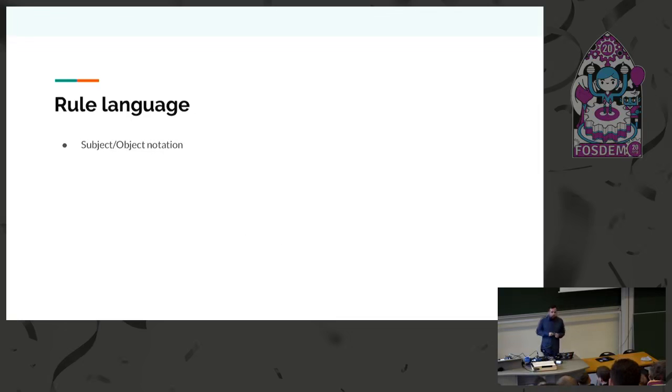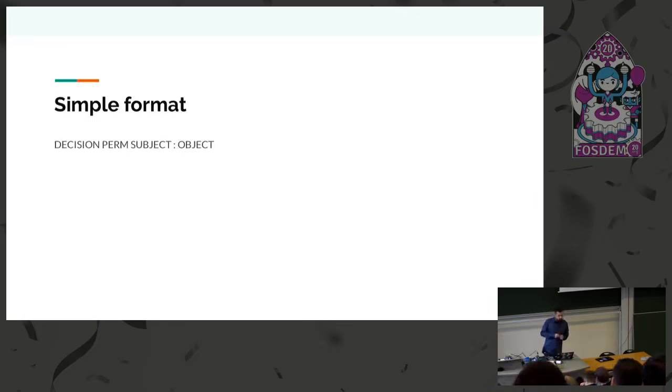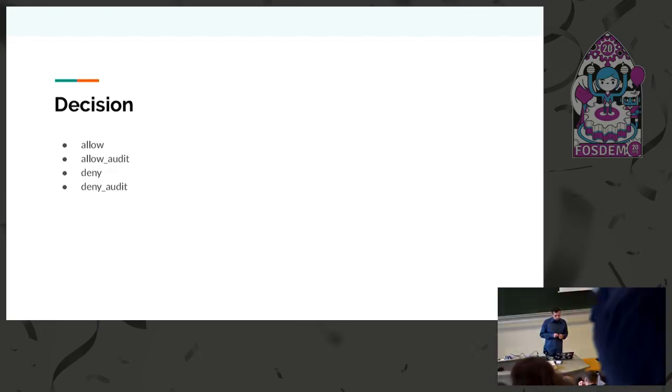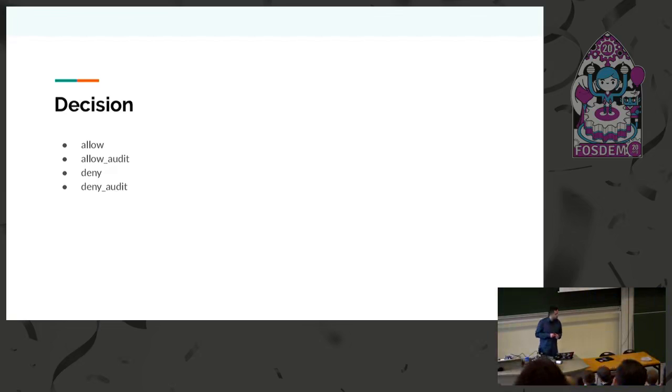Fapolicyd has its own rule language implemented, and it has a subject-object notation, very similar to SELinux or audit. It can be divided into four parts, where the first is the decision. The decision is the action that will be taken when the rule matches, and it can be allow or deny. We can combine it with audit, so the decision will also be audited, and we can find it in the audit logs.